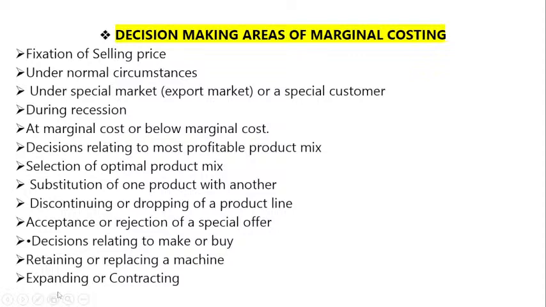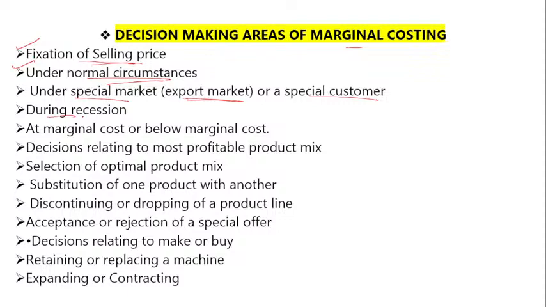Now the decision making areas of marginal costing. Okay, so the fixation of the selling price, how to fix the selling price. Under normal circumstances, what decisions the company needs to take on taking additional units of product or not. Then under a specific market, or you can say the export market, or a special kind of customer, what decision the company needs to take. All these areas, the decision is taken by marginal costing.